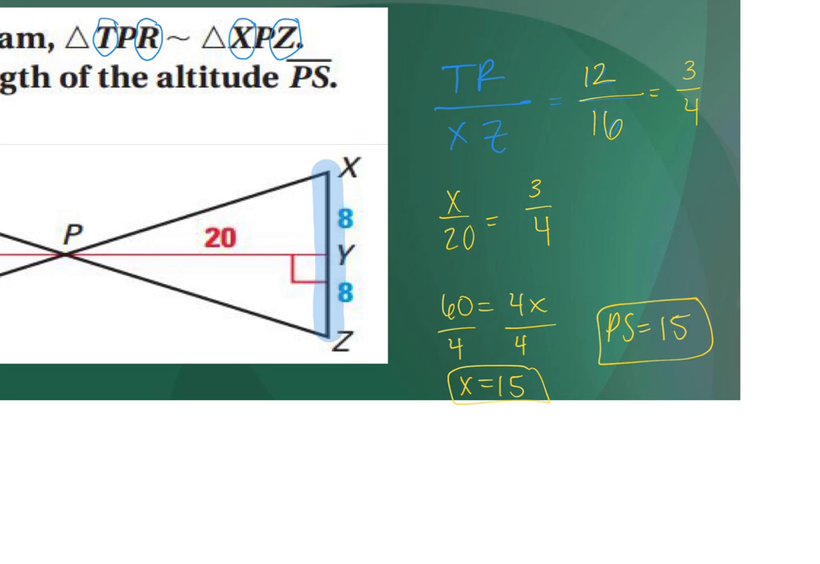So the reason this example was important is because PS is not a side of your triangle, it's the altitude, okay? But all parts of that triangle are corresponding. So the altitude, the height, the base, whatever you were finding, those are all going to be corresponding. Those are all going to have that same ratio of the scale factor, okay?